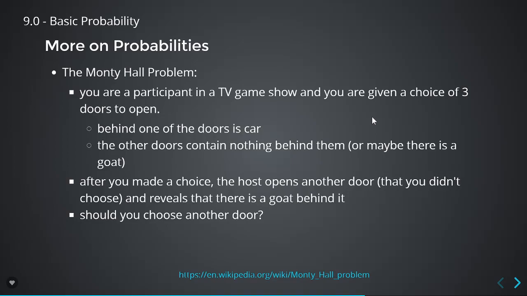I just did. After you make a choice, so you pick a door, the game show host, who knows which door has the car, opens one door, and there's a goat behind the door. So you have 2 doors left now, and you get asked the question: do you want to change your door? Do you want to choose the other door, which you did not pick?